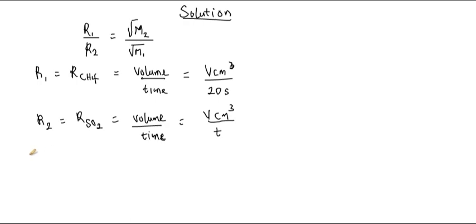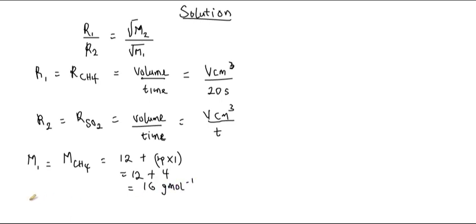Now let's move on to the relative molecular mass of the gases. For the first gas, M1, the molecular mass of methane, is the sum of the atomic masses of each element present in the compound. Carbon first: the atomic mass of carbon is 12, so we have 12 plus. That of hydrogen is 1, and we have 4 atoms present, so 4 times 1. So this gives 12 plus 4, which is equivalent to 16 grams per mole.